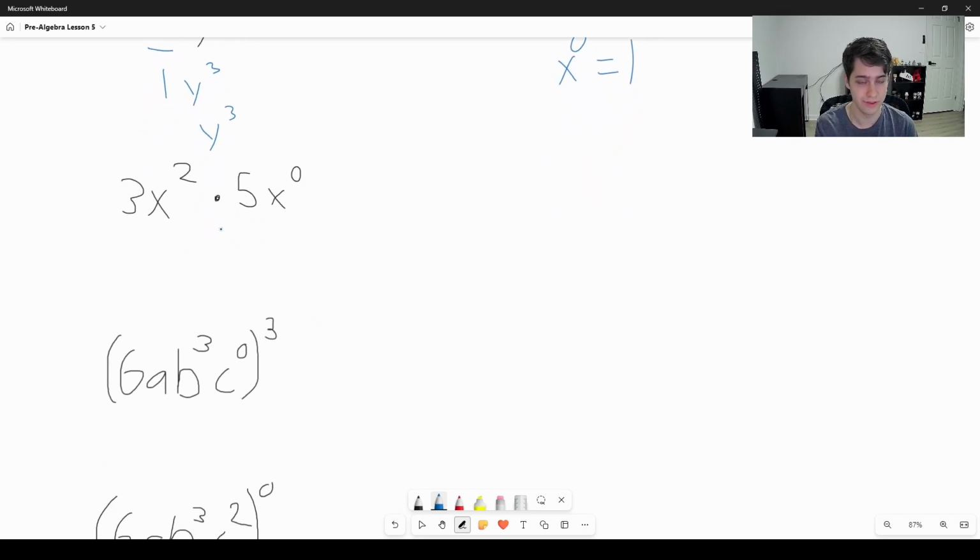We're going to talk about this now. This is product of powers. If you see, we have the same base, so we're good. Same idea. We're going to do our coefficients first. So 3 times 5 is 15. And then we're going to handle our values here.